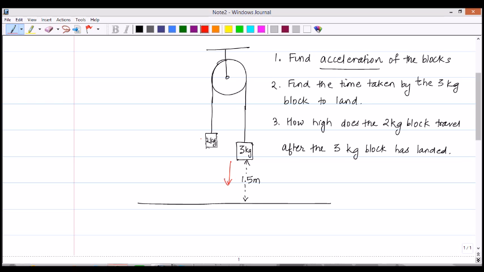Now our line of attack is going to be very simple. We're going to first begin by drawing the free body diagrams for the two blocks, figuring out the acceleration. Once we get the accelerations, then we can go on and use 1D motion to figure out parts 2 and 3. There are a few things that one needs to keep in mind, and as we move along, I'll try to remind you about those things.